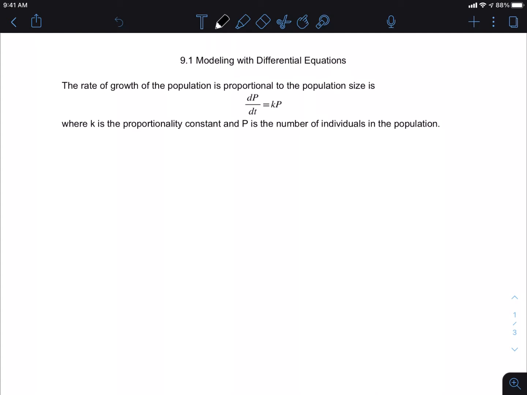And so one of the popular things that we talk about is population growth. The rate of growth of population, you should remember this from chapter 3, because you remember everything that you've done in calculus, is that dP/dt is equal to some constant k times the population, where k is the proportionality constant and P is the number of individuals in that population. You all totally remember that, correct?